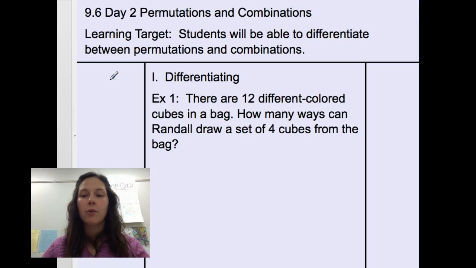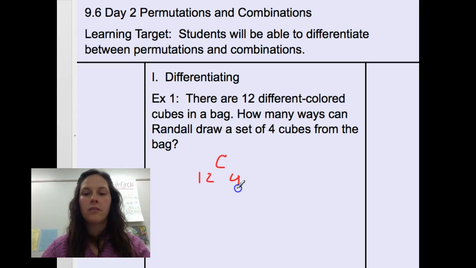For our first example, we're choosing cubes out of a bag. Does the order in which we draw them matter, or do we end up with the same 4 no matter what? In this case, we would end up with the same 4, a set of 4, whether it's red, green, blue, purple, or purple, blue, green, red, you still have the same 4. So that makes this a combination. So we have 12C4, which gives us 495 different possible sets for those 12 colored cubes.